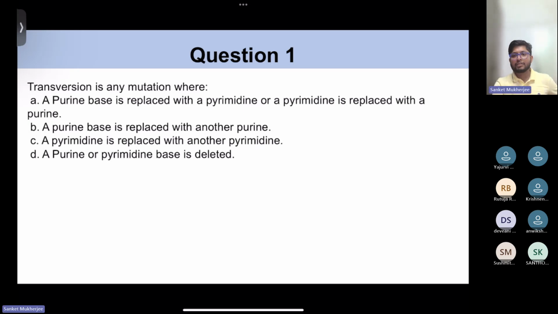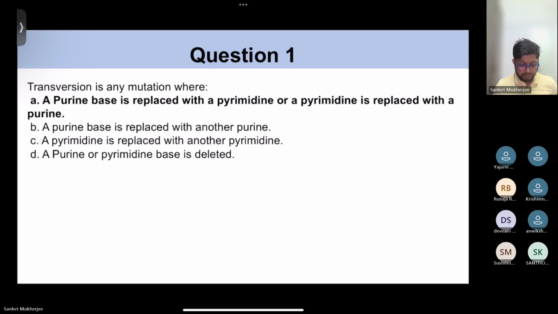Not receiving answers yet. A transversion is a mutation where which of these four happens? So the answer would be option A. Right, correct. A purine is replaced with a pyrimidine, or a pyrimidine is replaced with a purine.